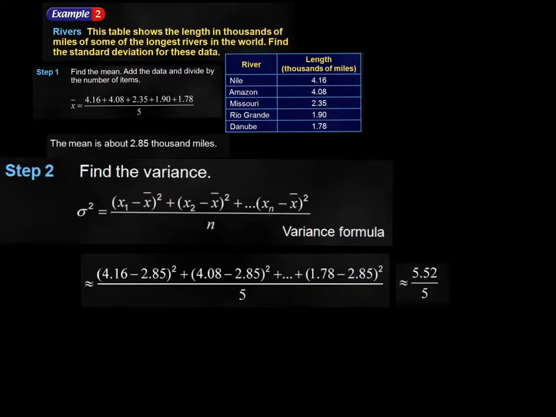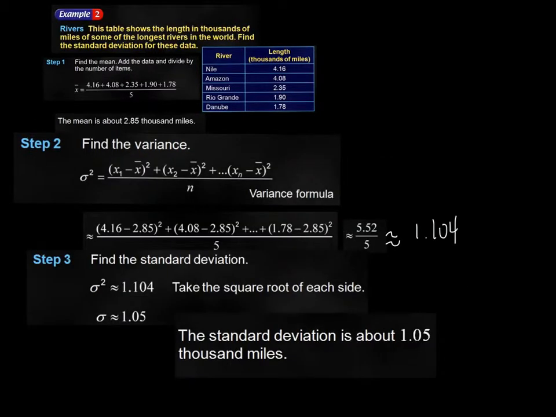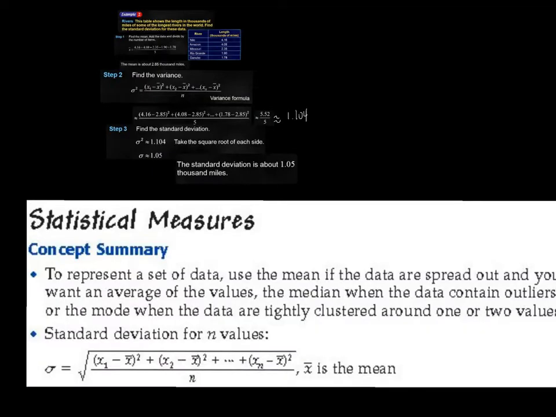So I get about 1.104. To finally get the standard deviation, I'm going to take the square root on my calculator, and I get 1.05. And that was in 1,000 miles. Each step is pretty easy, but you need to take your time and do it well to get it to come out right. To represent a set of data, use the mean if the data is spread out and you want an average of the values, the median when data contain outliers, or the mode when data are tightly clustered around 1 or 2 values.